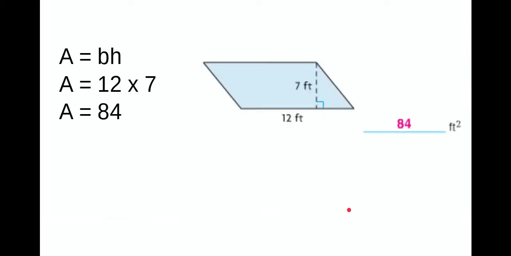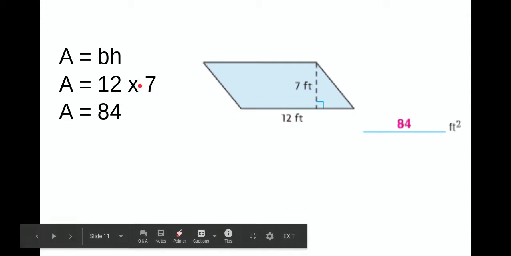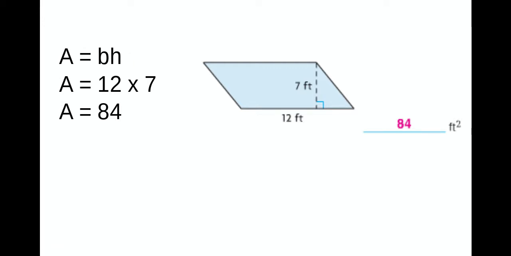Check out the answers to the share and show problems. First one, you have a basic parallelogram. On your paper, you should have written down the formula. Always start by writing down the formula A equals BH. Then substitute your values, 12 for the B, 7 for the H. You end up getting 84. Then your final answer would be 84 feet squared, because we're talking about area.